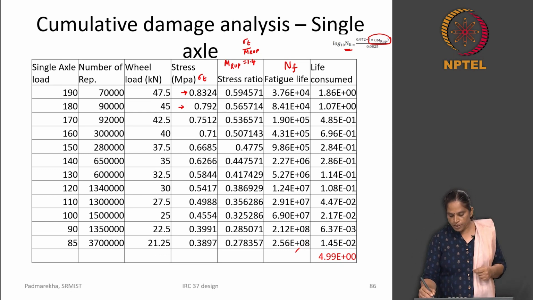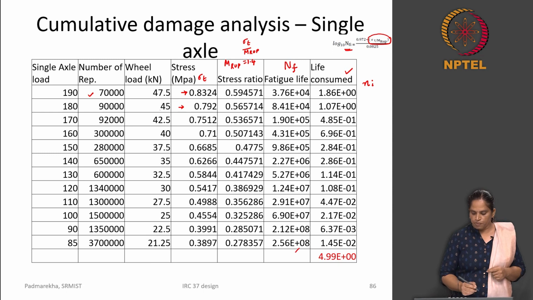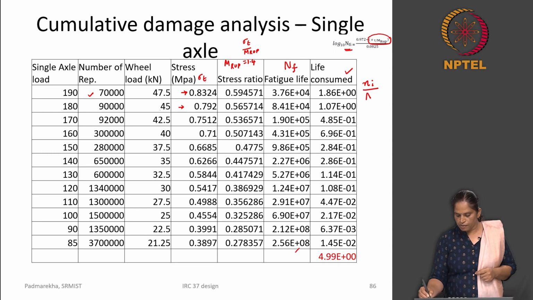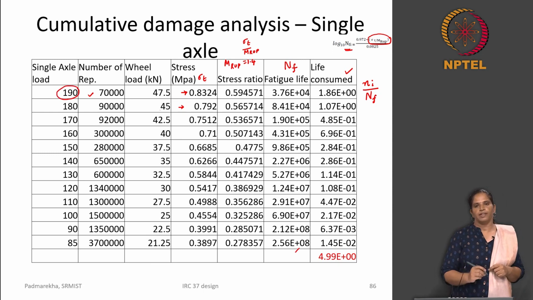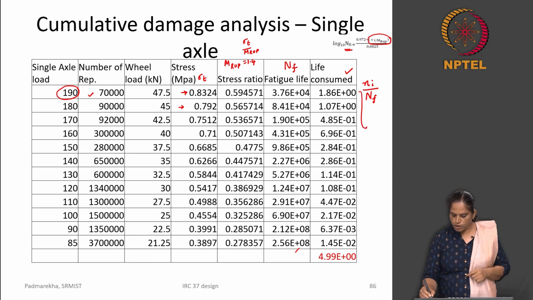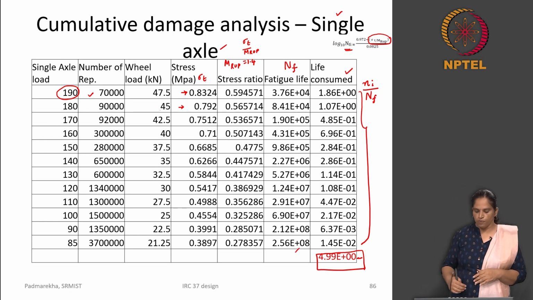Now we compute the life consumed for each group by taking a ratio of number of repetitions of that particular axial group and particular load group, that is 70,000 divided by NF value, which is 3.76 E4, we get the total life consumed by this specific load group and this specific axial. So when you compute the life consumed for all load groups and you sum it up, this will be the final total life consumed by single axial group. So we expect this summation to be less than 1.